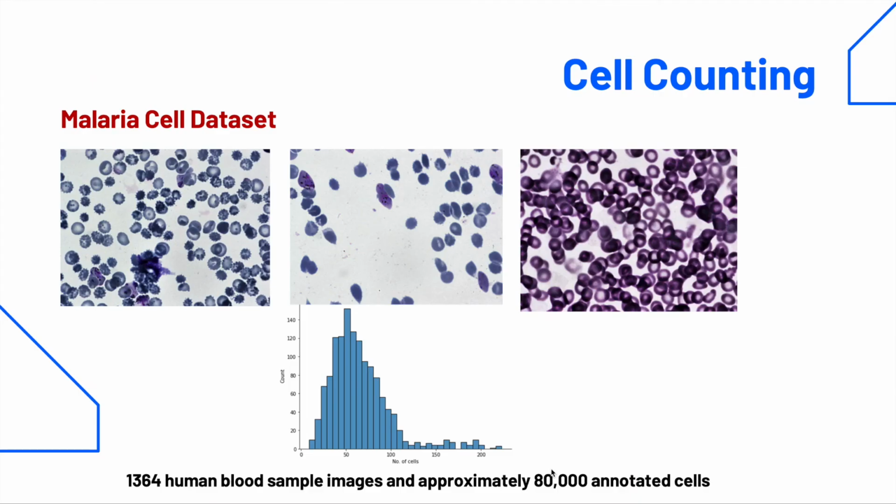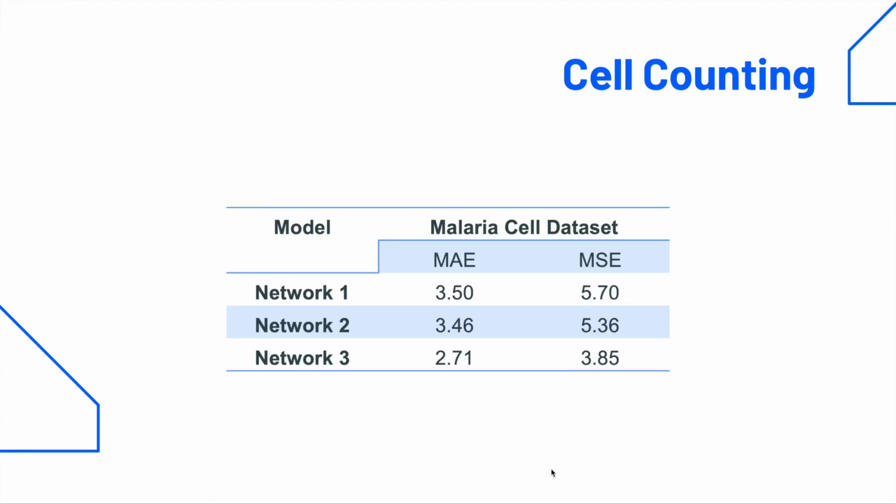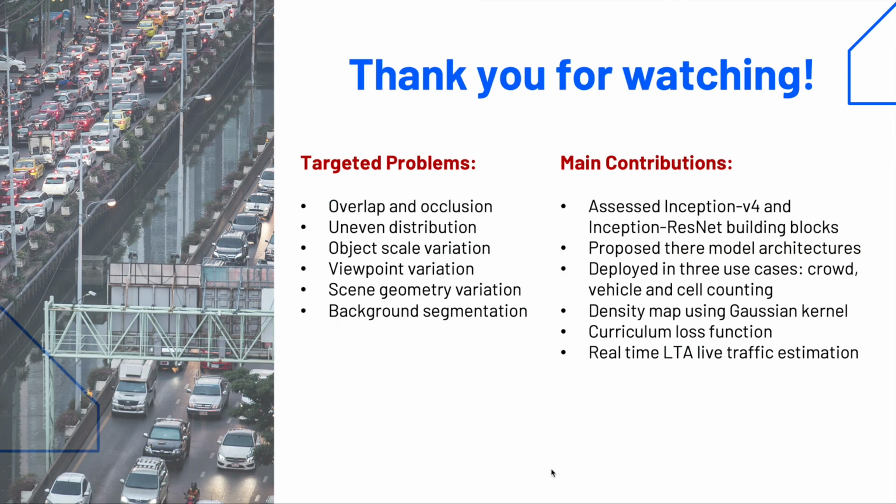Moving on to the last use case, cell counting. The malaria cell dataset is used and the model output is as follows. In conclusion, object counting in highly congested scenes is a challenging task. This project targeted problems such as occlusion and uneven distribution, and the main contributions are summarized here.